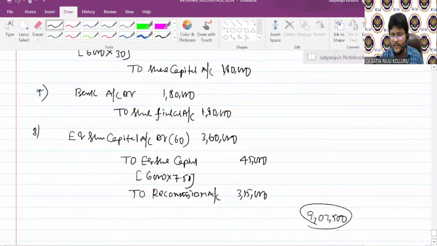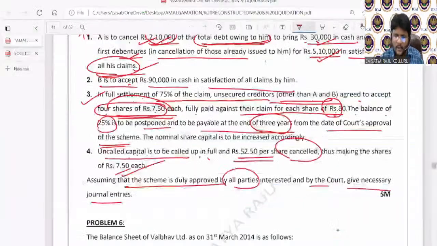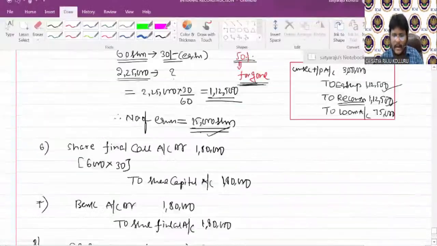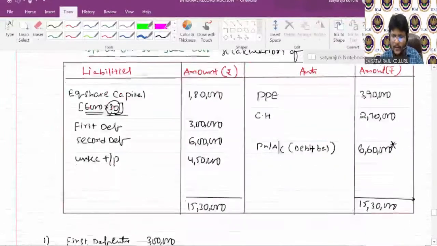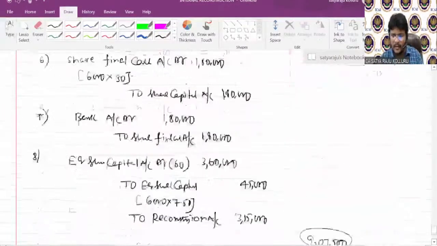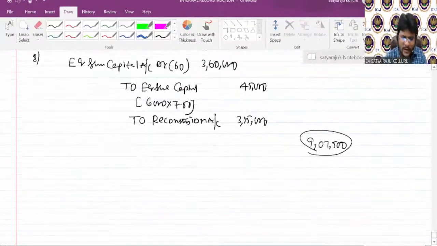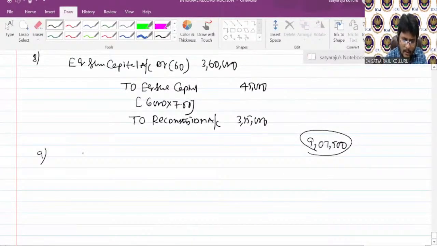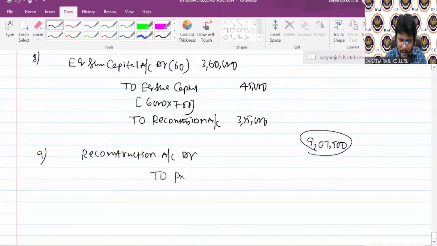I have total balance 9,07,500. Out of which I can cancel the debit balance of the profit and loss account. Here it is 6,60,000. You can cancel it with the balance in reconstruction account. Now the next entry, 9th entry, reconstruction account debit to profit and loss account, which is 6,60,000 is the P&L. So right here 6,60,000 I will nullify.